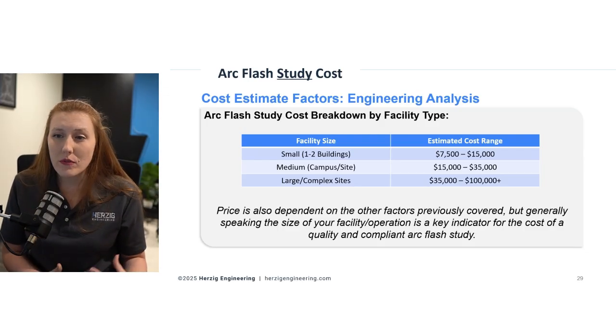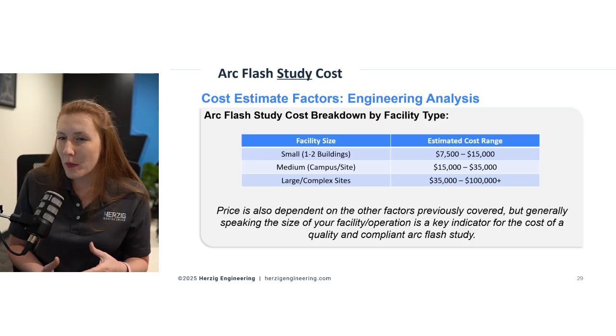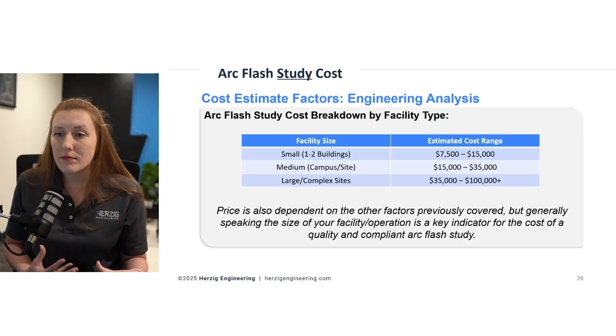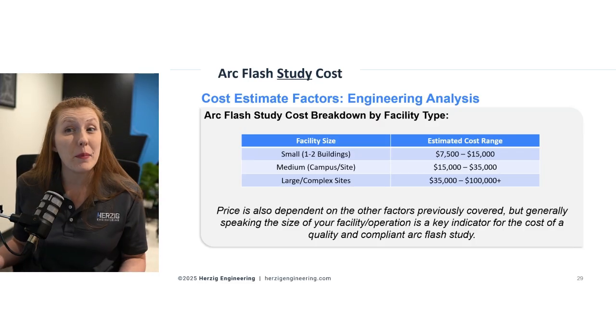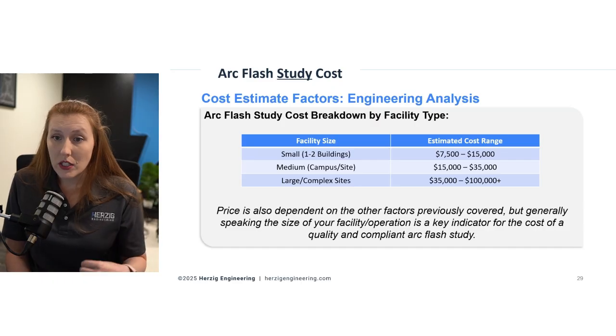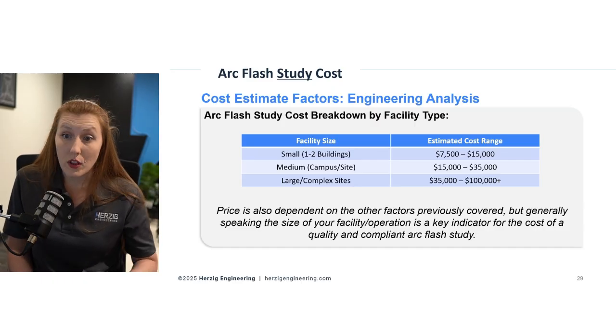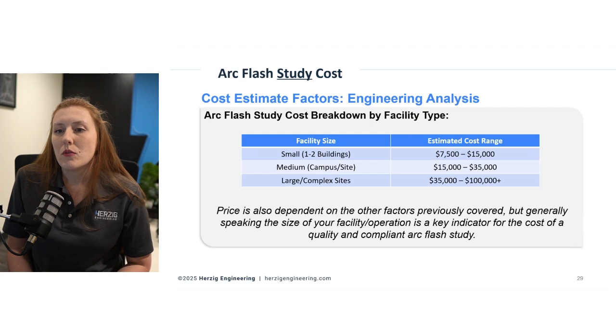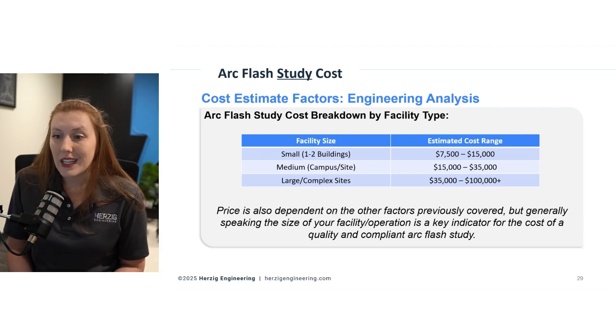Okay, so small facilities that have 1 to 2 small buildings, we're looking at 7,500 to 15 grand. That's quite a big range, right? Again, it all just depends on what you're doing, and those are the factors that we talked about. Medium, a few more buildings or larger buildings, multi-level, we're looking at 15 to 35. Again, totally dependent on all the factors we've discussed.